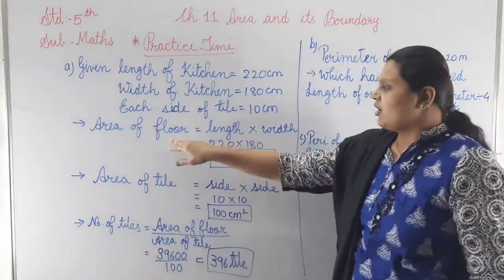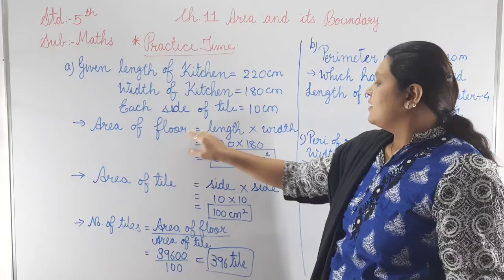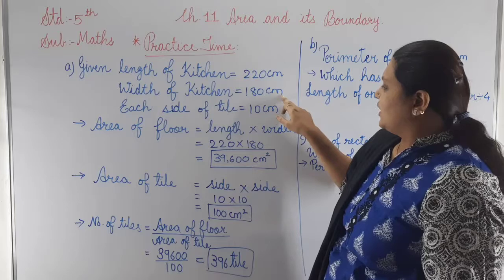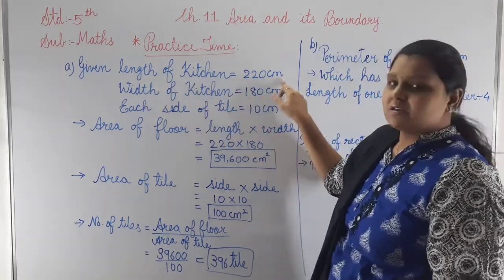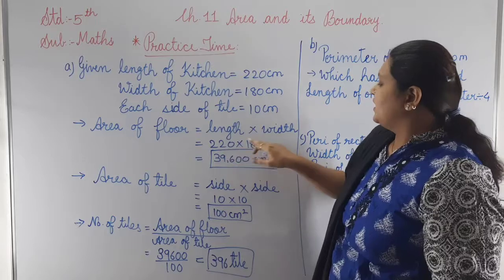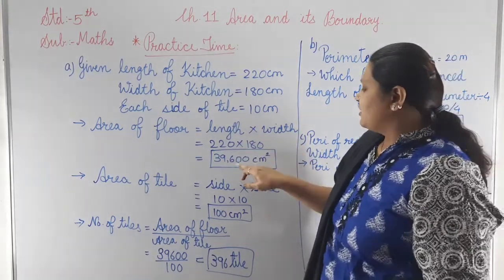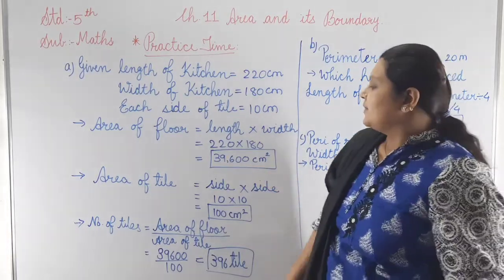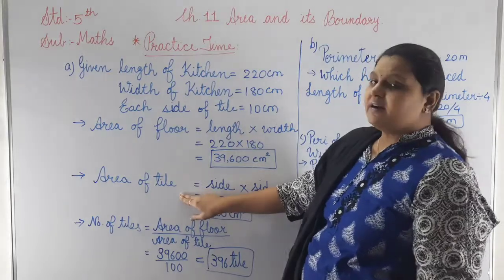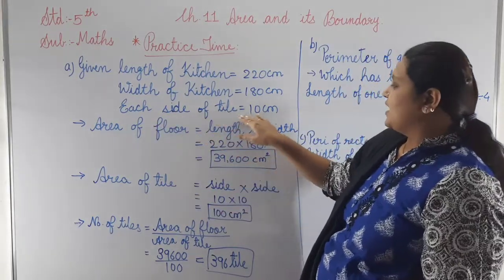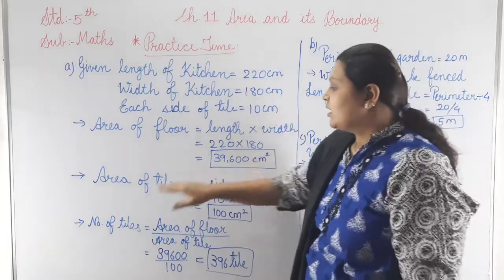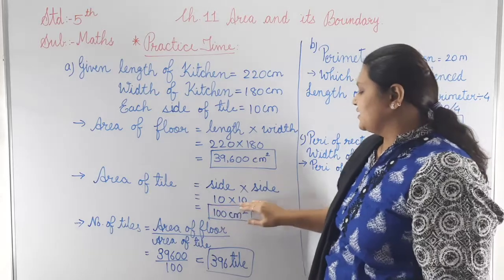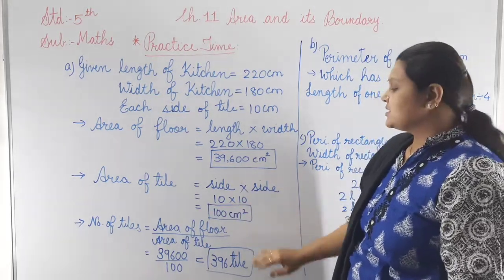So first, the area of the floor. First we need to find the area, length into width. The width of the kitchen is 180 and the length of the kitchen is 220. So 220 into 180 will be 39,600 centimeter square. Now the area of a tile. Here it is given each side of the tile is 10 centimeters. So the area of a tile is equal to side into side, that is 10 into 10, 100 centimeter square.